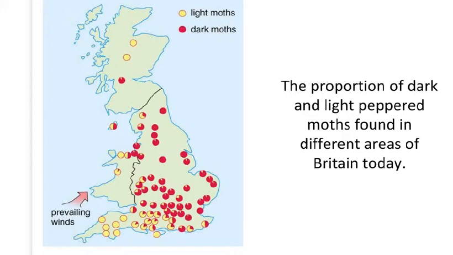You can see from the map the proportion of dark and light peppered moths found in different areas of Britain today. Light-coloured moths tend to be found in rural countryside areas that are much less polluted, whilst in cities and polluted areas you can see that the dark moths are much more common.